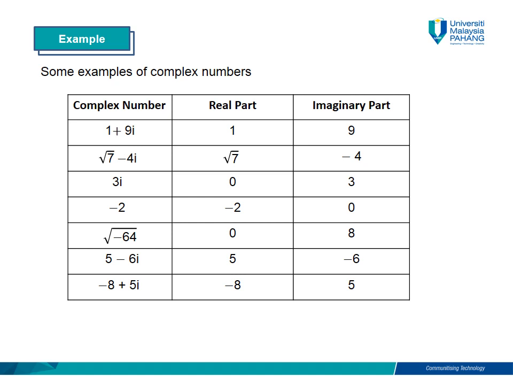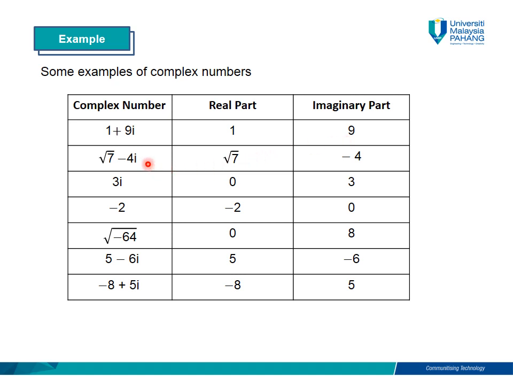Okay, so we look at some examples of complex numbers. For example, 1 plus 9i. So we have two parts here. The one without i is the real part, and the one with i is the imaginary part. So the real part equals 1, the imaginary part equals 9.